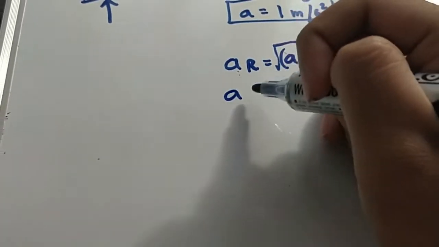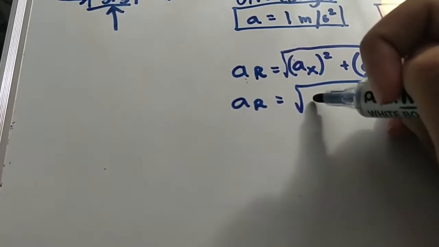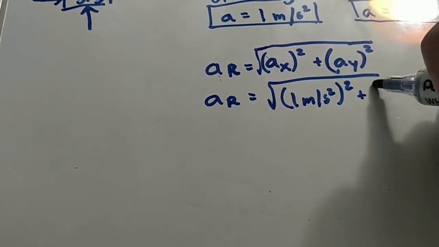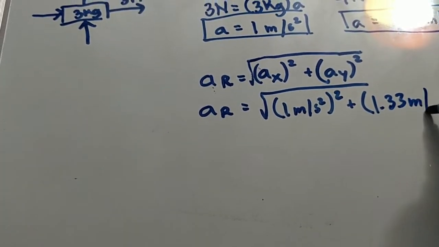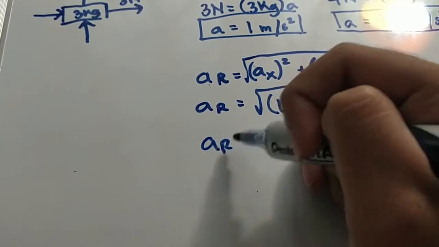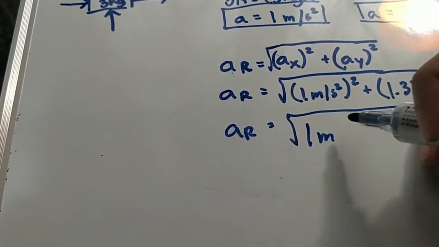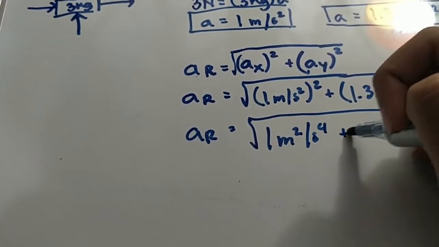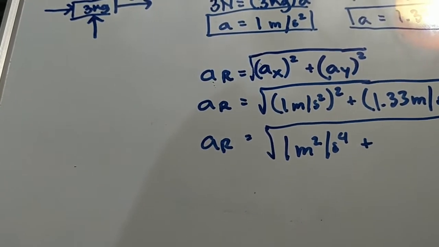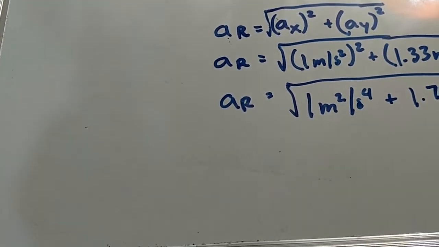So, magiging AR is equal to the square root of 1 meter per second squared plus 1.33 meter per second squared. So, square root natin yan. Sagot, obviously, ito ay 1 meter squared per second to the fourth plus 1.33. Ilagay natin sa calcu. This is 1.7689 meter squared per second to the fourth.